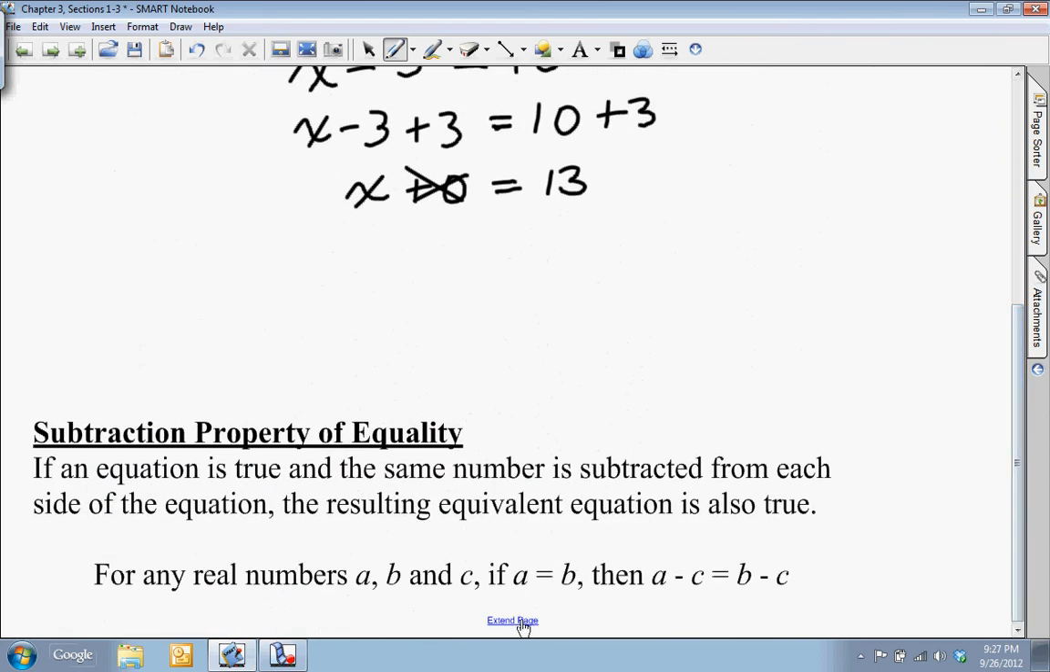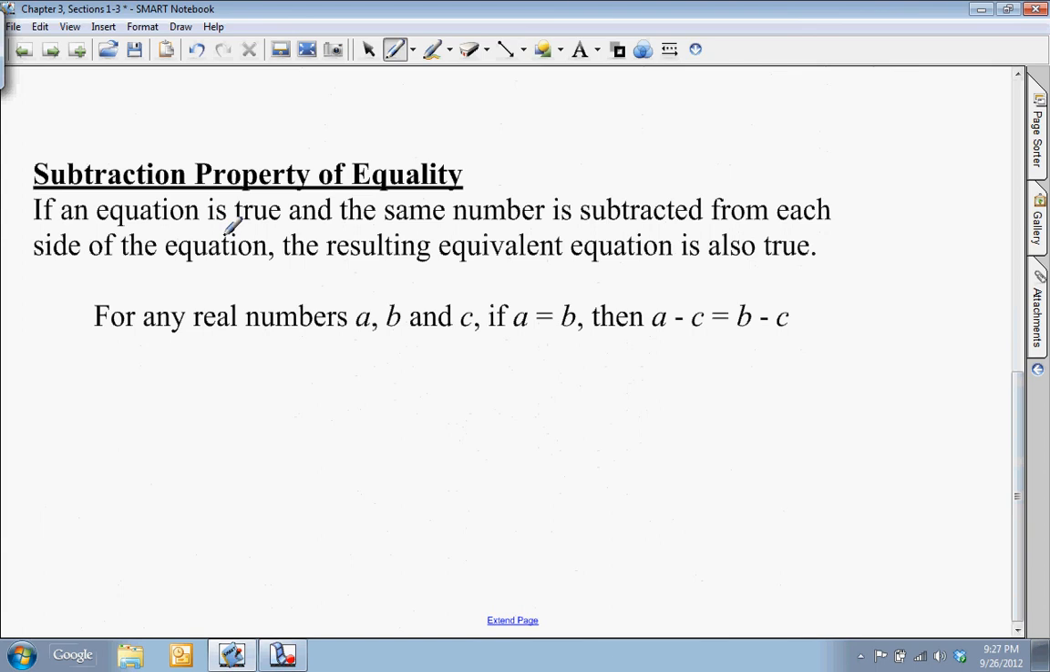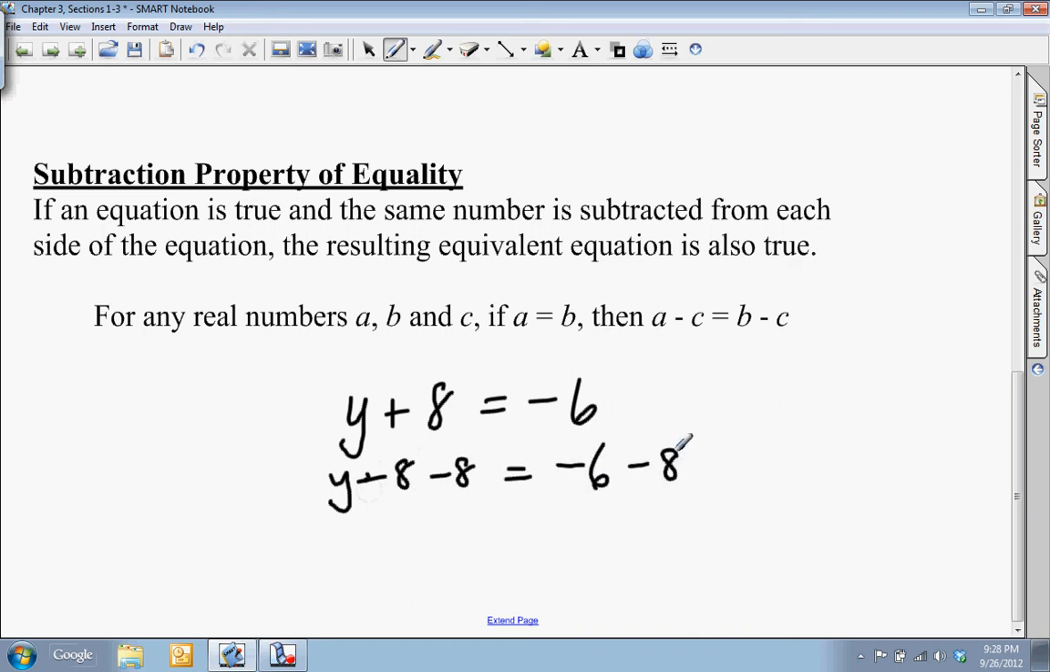The same holds true if we're dealing with subtraction. Again, we have the subtraction property of equality that says if I have two sides of an equation that are equal, I can subtract the same number from both sides and it still is equal. For example, if I have y plus 8 equals negative 6, I can solve for y by subtracting 8. And remember, what I do on one side, I must do to the other. So this is y plus 8. I'm going to subtract 8 so that I get y by itself. Again, y plus 0 equals negative 14.